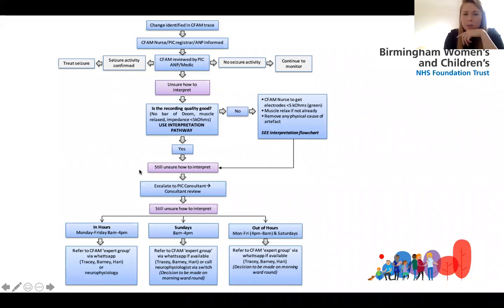So on our unit, we have quite a strict escalation pathway. What we want you to do is look at the CFAM, follow your interpretation pathway, and if you're still unsure, then escalate through to your PICU consultant, who will then seek out if there's any of the CFAM core team available to give some more expert advice. And then the decision will be made as to whether or not we're going to escalate to neurophysiology, because remember that service is the responsibility of us and not neurophysiology, because we don't want to impact on the limited service that they already have. And we are just trialling the ability to do some remote monitoring, so we will see how that goes.